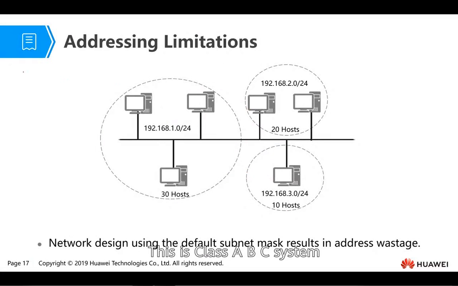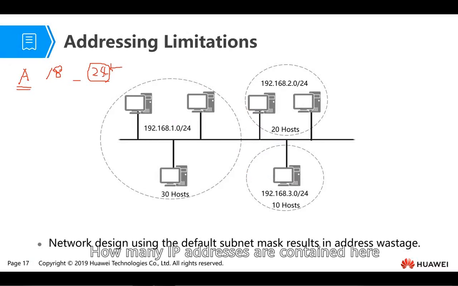This is the classful ABC system. It can work, but there are some shortcomings. What are the shortcomings? For example, in class A, the network part is 8 bits, so the host part is 24 bits. With 24 bits for hosts, how many IP addresses can it contain? 2 to the power of 24. This is a big number, about 16 million.